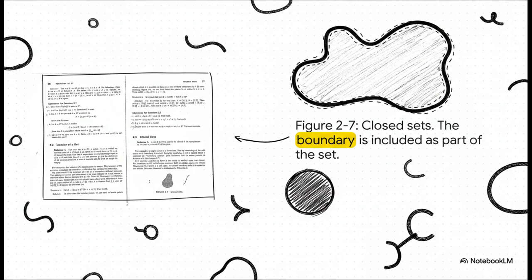This visual really nails what a closed set looks like. See? It doesn't matter if it's a solid shape or just a line. The key thing to notice is that the boundary, the line itself, is considered part of the set. Those points are included. And that's exactly why these sets are not open. The boundary is like the ultimate dividing line, right? It separates what's inside from what's outside.